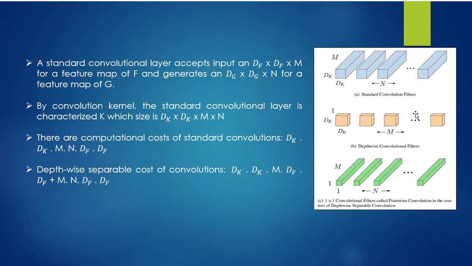Here is the architecture in detail. A standard convolutional layer accepts an input of DF × DF × M for a feature map F, and it generates DG × DG × N for a feature map G. Here DF is the spatial width and height of a square input feature map, and M is the number of input channels. There are computational costs of standard convolutions as well, and this is the computational cost of depthwise separable convolutions.